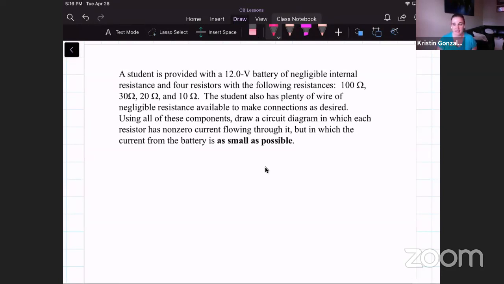Okay. So take 1 second. How would you do those? Maybe sketch out what the schematic of that would look like. And how do you know that that's what it needs to look like?